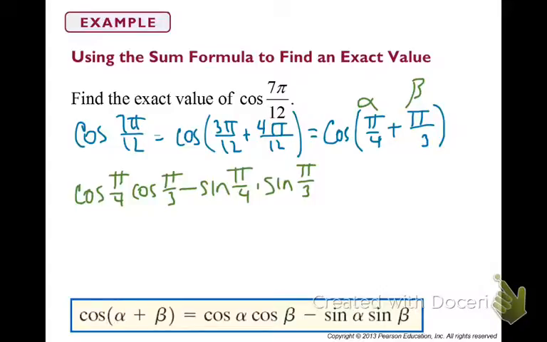So now we'll go back to the unit circle. So we look at our unit circle. Cosine of pi over 4 is what value? Square root of 2 over 2, so we'll just replace that, times our cosine of pi over 3, 1/2, minus, now we'll do the sine. Sine of pi over 4, of course the same thing, square root of 2 over 2, and sine of pi over 3, square root of 3 over 2.